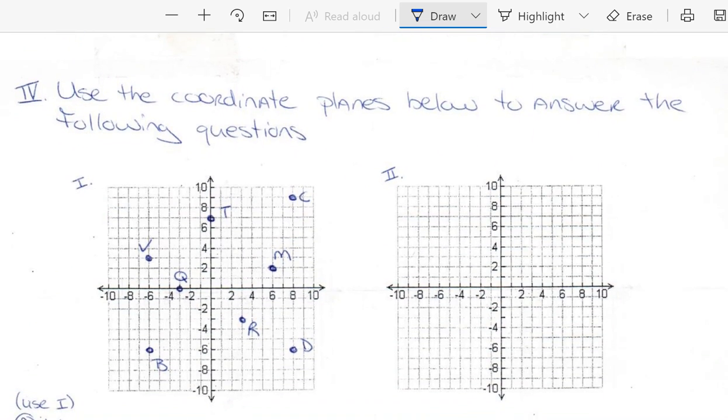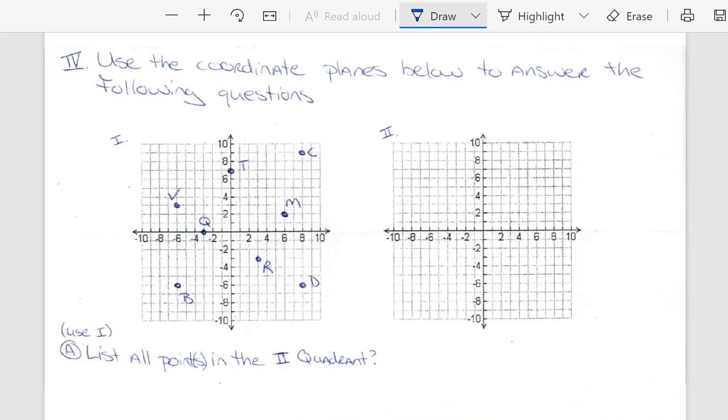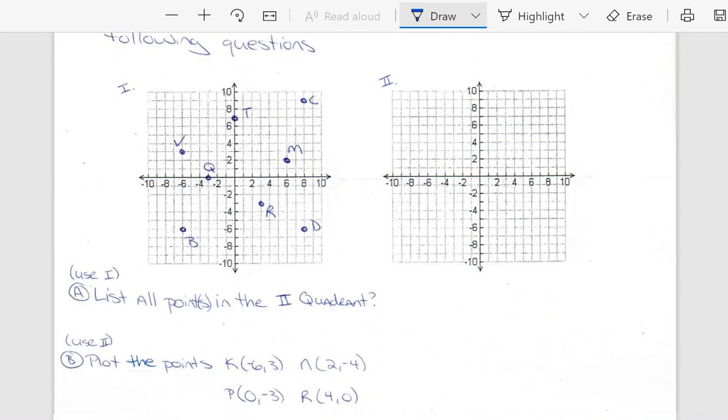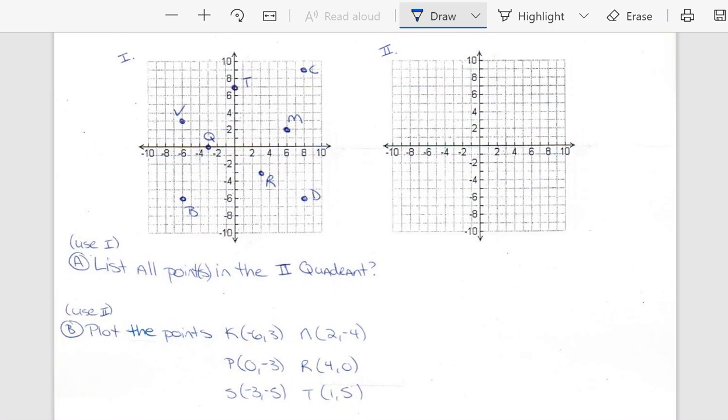So for the next one, it says use the coordinate planes below to answer the following questions. I'm going to zoom out a bit so we can fully see the questions. So for A, it says to list all points in the second quadrant.